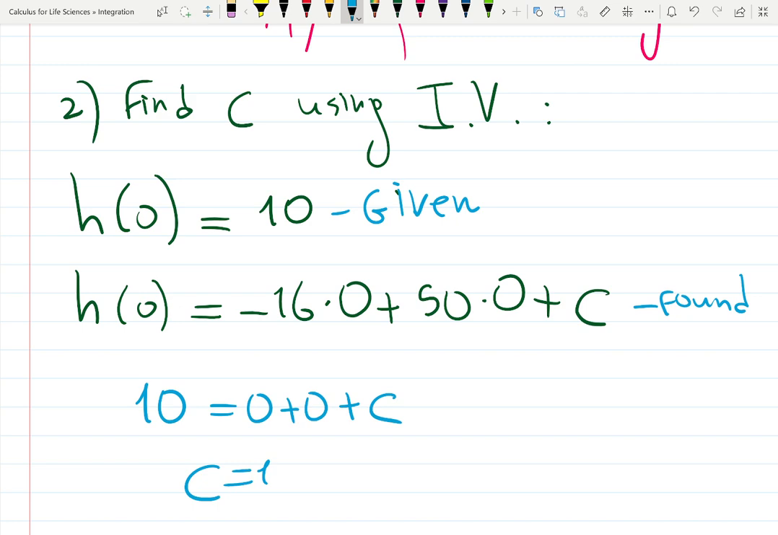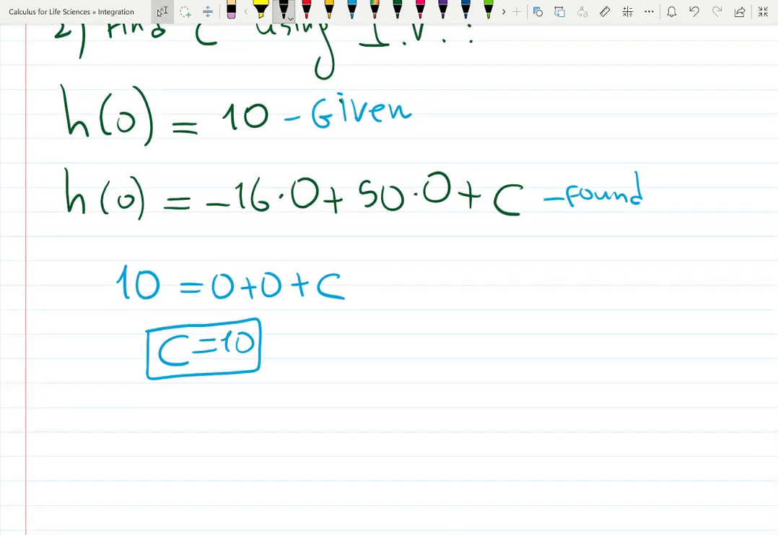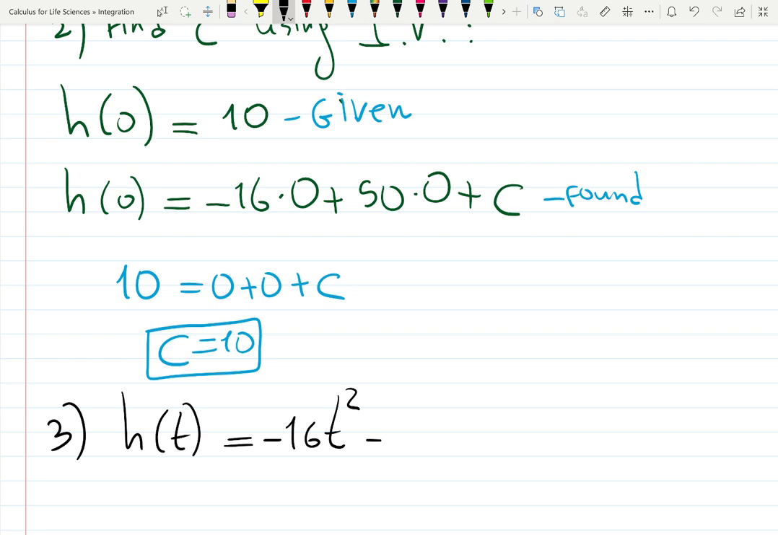Be careful, it's not always the case. It's just in this case it matched 10, but sometimes it's not. E to the 0 is not 0, cosine of 0 is not 0, so sometimes you plug 0 and not everything becomes 0. If c is 10, you can complete the question. 3. H at any time t is minus 16 t squared plus 50 t plus 10 instead of c.